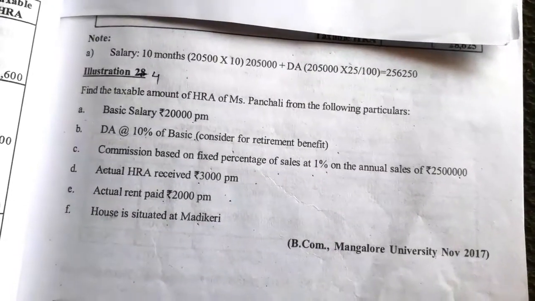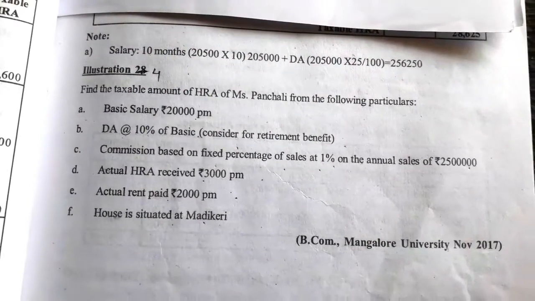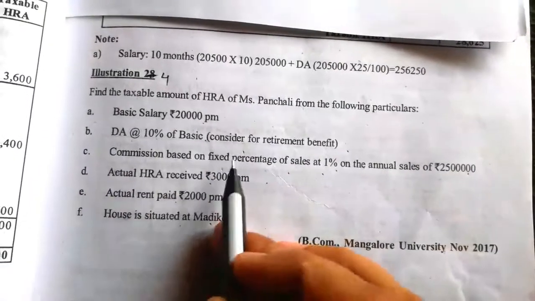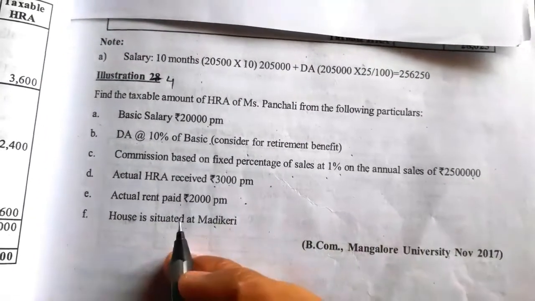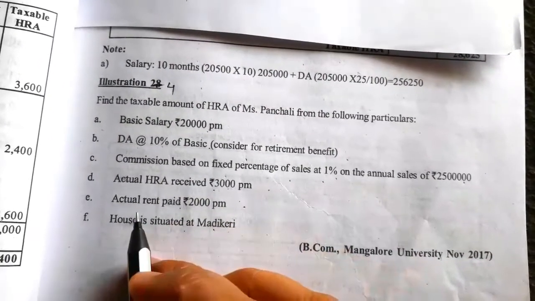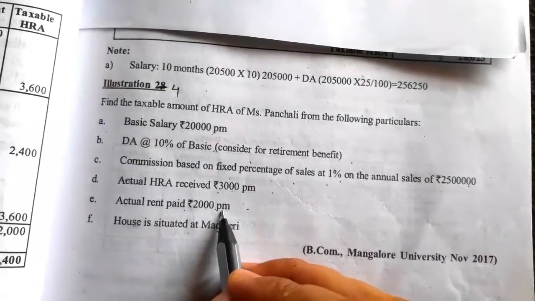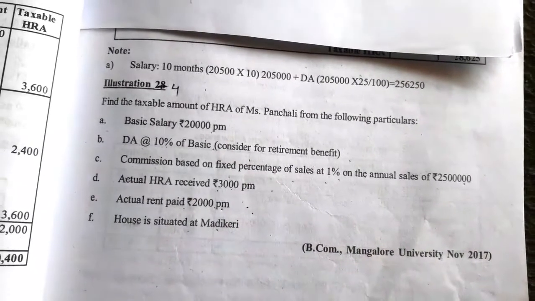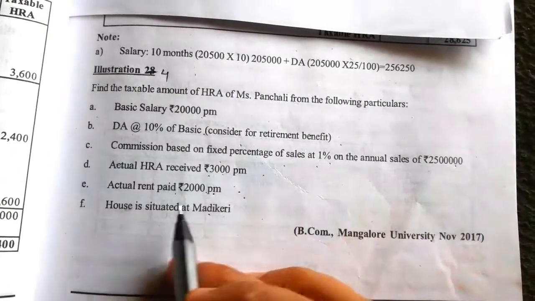This is a question asked in the 2017 question paper. Here with this information we have to compute the taxable amount of HRA. First we have to take actual HRA received, that is 3,000 into 12. Next we have to claim exemption under section 10 subsection 13A, because he is staying in a rented house and pays a rent of 2,000 per month. So exemption first criteria is actual HRA received for relevant period. So what is the relevant period here?